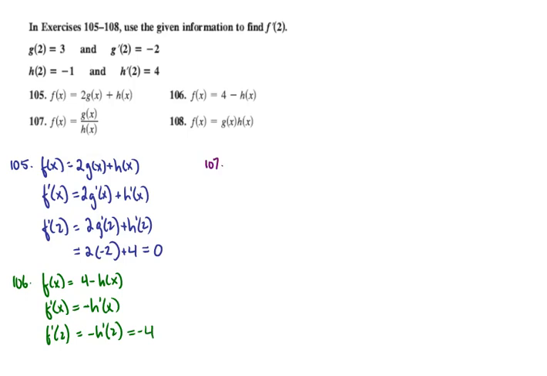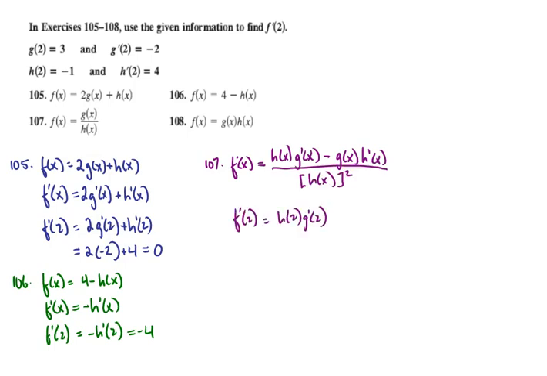For problem 107, we have f of x is the quotient of g(x) and h(x). So the derivative, f'(x), will be low d high, or h(x) g'(x), minus high d low, or g(x) h'(x), over low squared. And so f'(2) would be h(2) g'(2) minus g(2) h'(2), all divided by h(2) quantity squared.